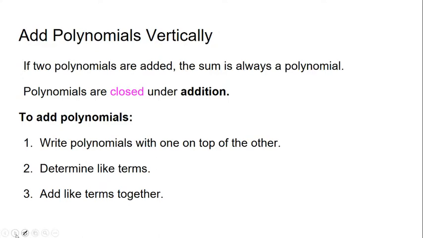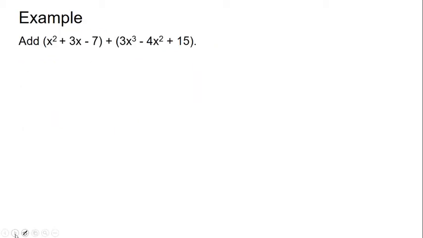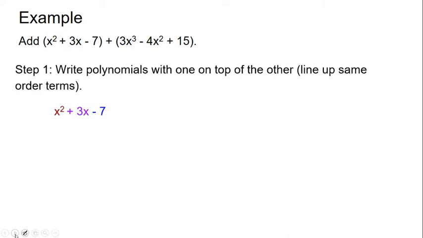So you can do it whichever way you want, whichever one is more comfortable for you. So in order to add them vertically, we're going to write the polynomials with one on top of the other. Then we're going to determine the like terms and then add them together. So we have x squared plus 3x minus 7 plus 3x cubed minus 4x squared plus 15.